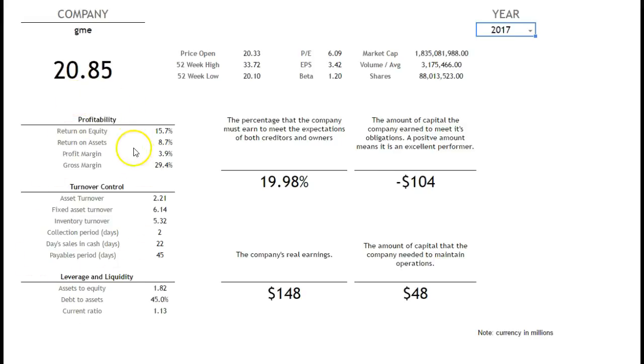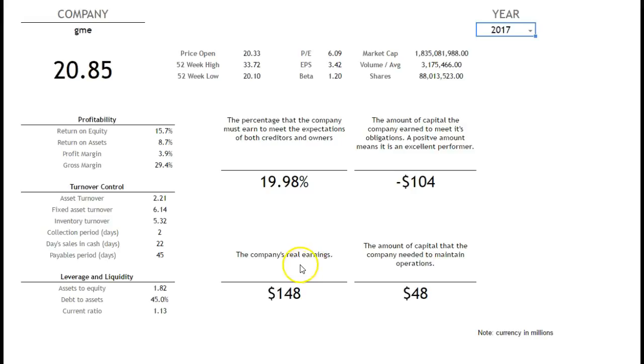On this side we have the ratios that some financial gurus like to use to analyze their companies. Now in 2017, the GameStop Corporation needed to make almost 20% on their capital in order to meet the expectations of both their creditors and their owners. However, in the same year, they had a negative 104 million that they did not earn, so they were unable to meet the obligations to both the creditors and the owners. A negative means they were not able to meet that obligation.